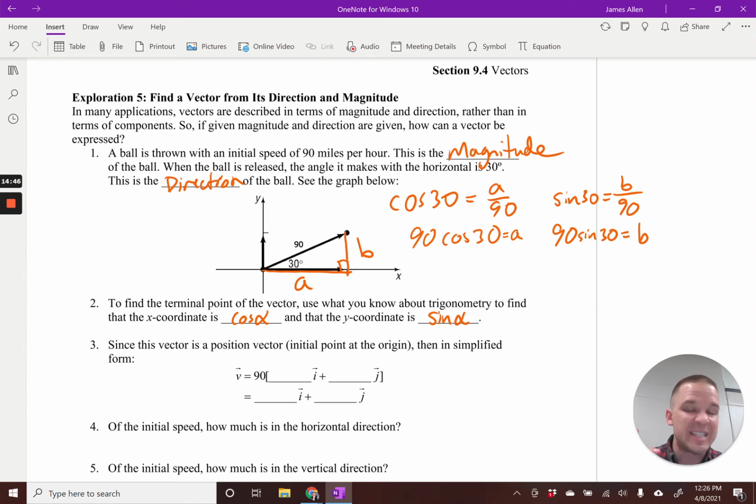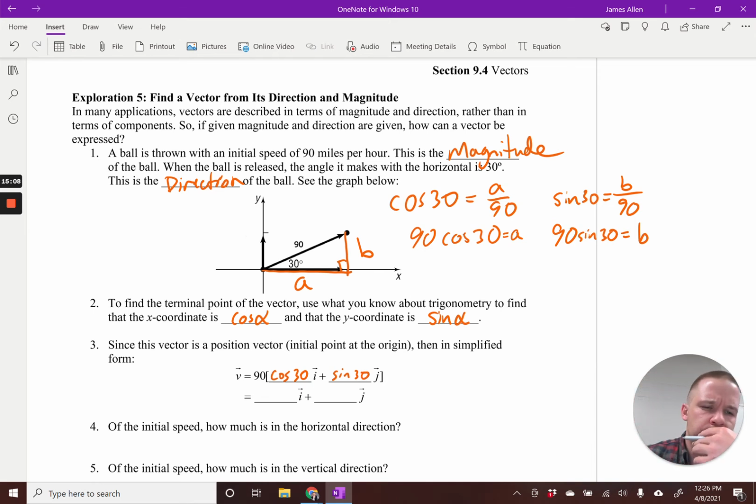Since this vector is a position vector, and remember, position vector means the initial point is at the origin, we're starting at the origin. Then its simplified form is going to be 90 times cosine of 30 i hat, and then sine of 30 j hat.